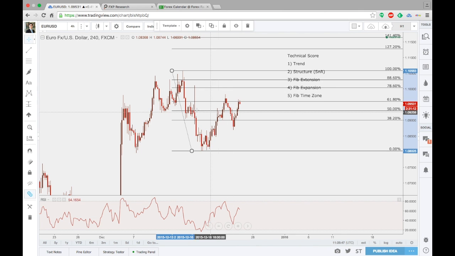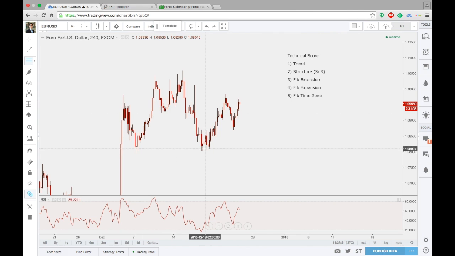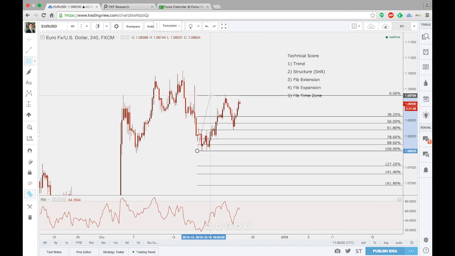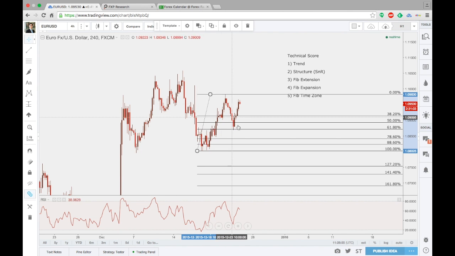So once you have a valid B point, what you want to do is then pull Fibonacci from this low to your B point, basically from A point to B point, and your C point would come in around the 61.8 retracement level. And you can see this is a valid C point as well.